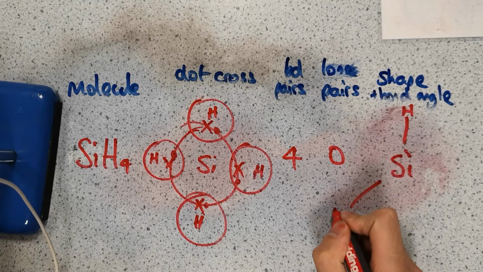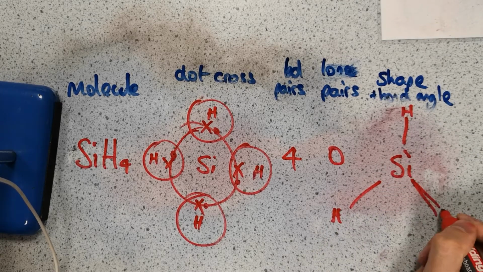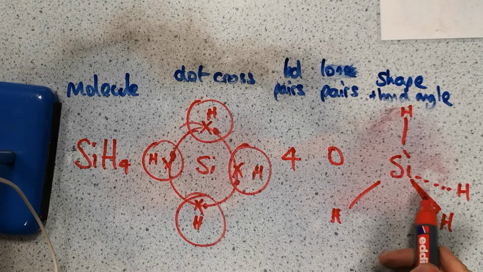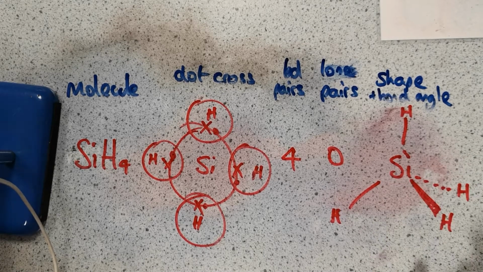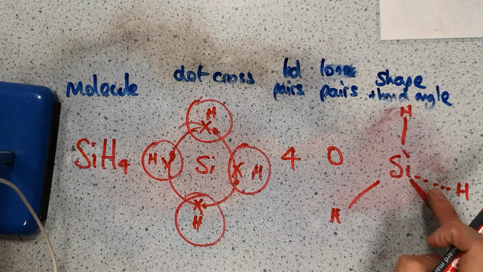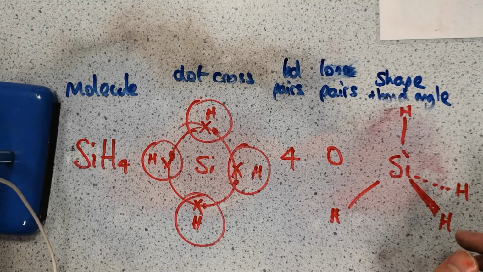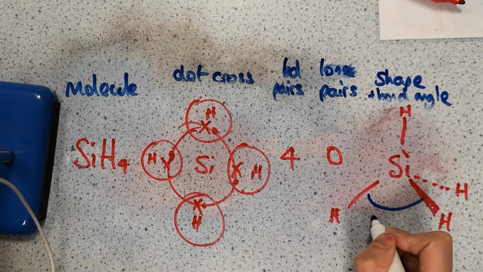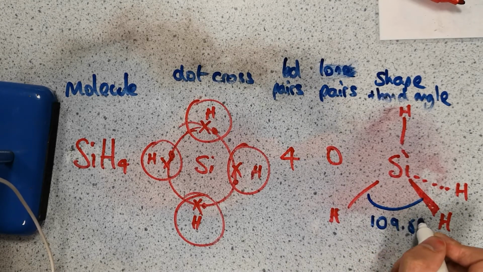a tetrahedral shape, which looks like this when we draw it out, with this wedge representing the hydrogen coming out towards us, that hydrogen with the dotted line going away. And that's how we draw our 3D structure. Bond angle on this, 109.5 degrees.